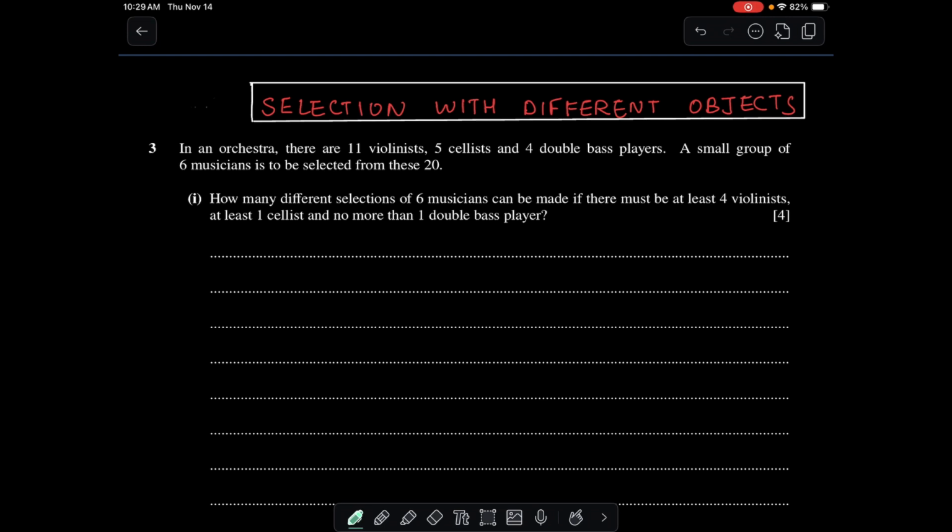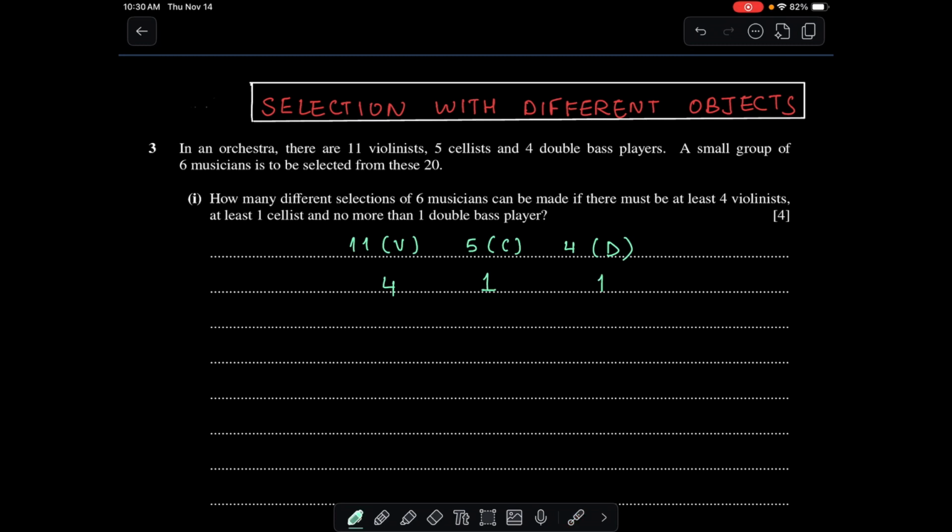So let us write down what has been given to us. So we have 11 violinists, 5 cellists and 4 double bass players. Now the condition given to us is that we should have at least 1 cellist, 4 violinists, and no more than 1 double bass player. Okay, so let us understand the meaning of the word at least. At least means it can be 4 or more. No more than 1 means it can be 1 or 0, less than 1.